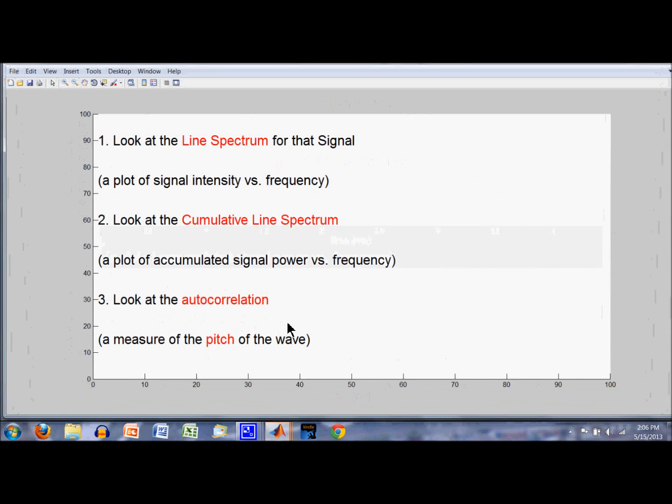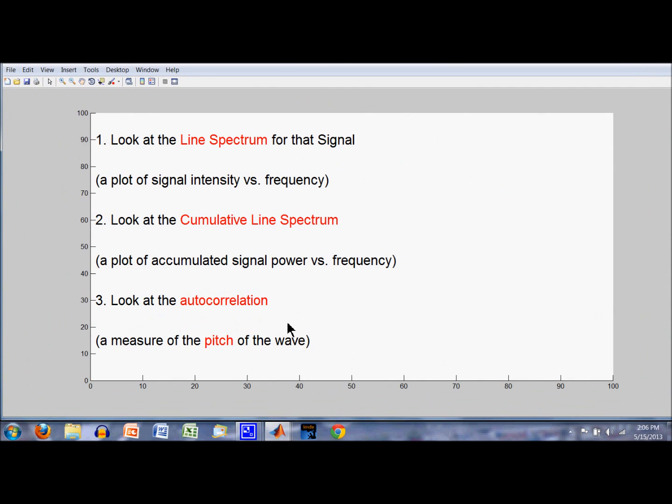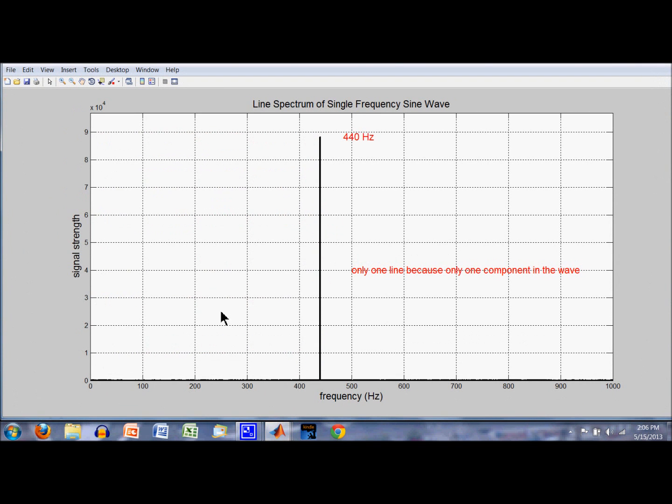Okay, let's take a look at the line spectrum, cumulative line spectrum, and the autocorrelation of this simple wave. Here's the line spectrum. We're plotting signal strength against frequency, and at the frequency of 440 hertz there's a peak representing the strength at that frequency. There are no other spikes or lines because there's no other component in this wave except the 440 hertz.